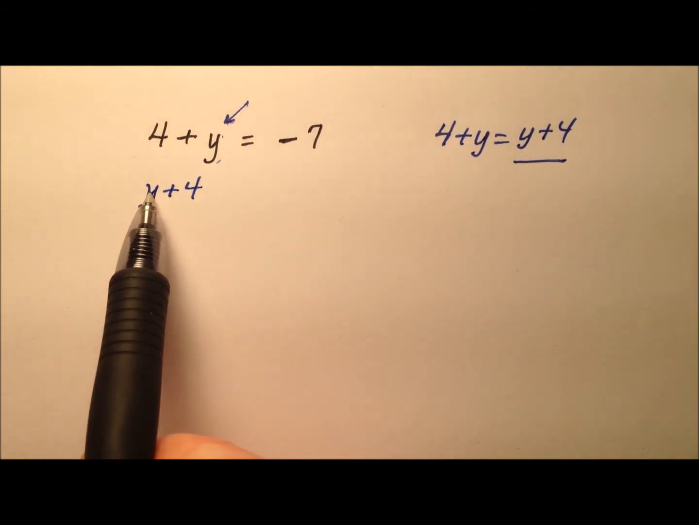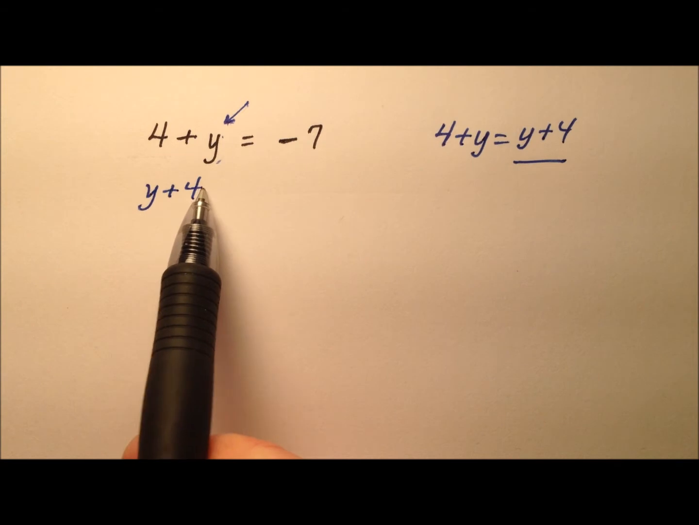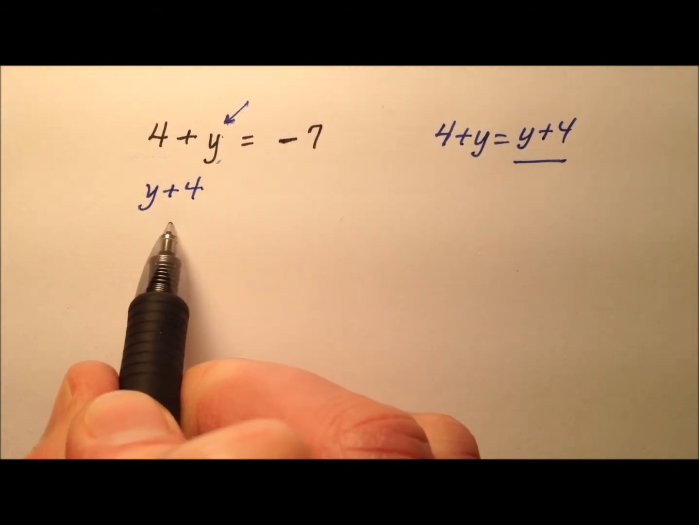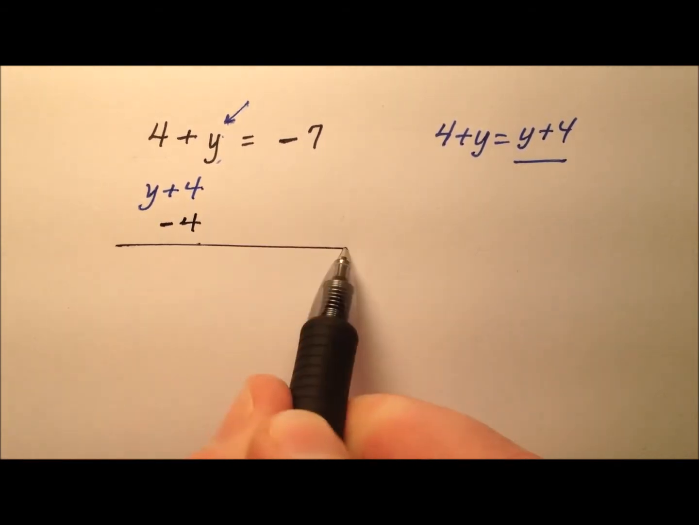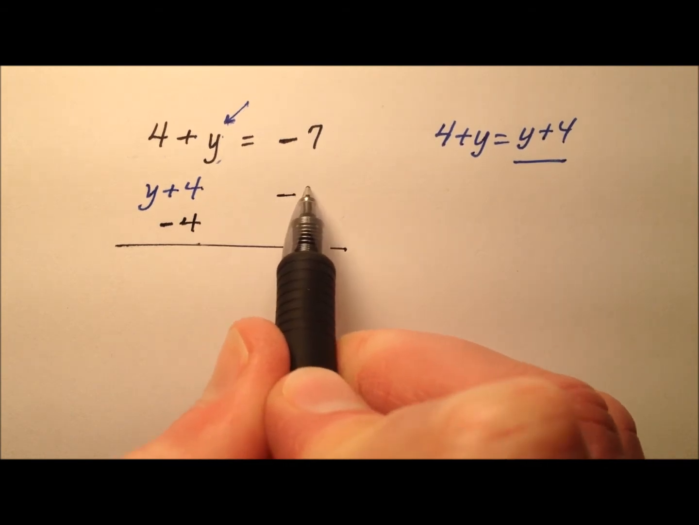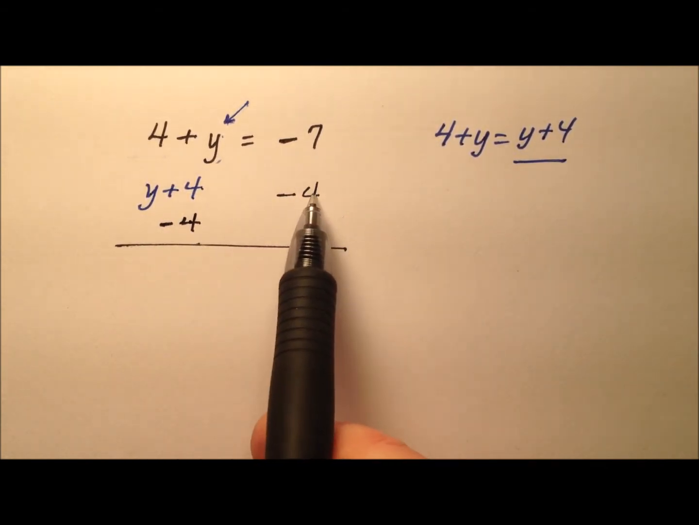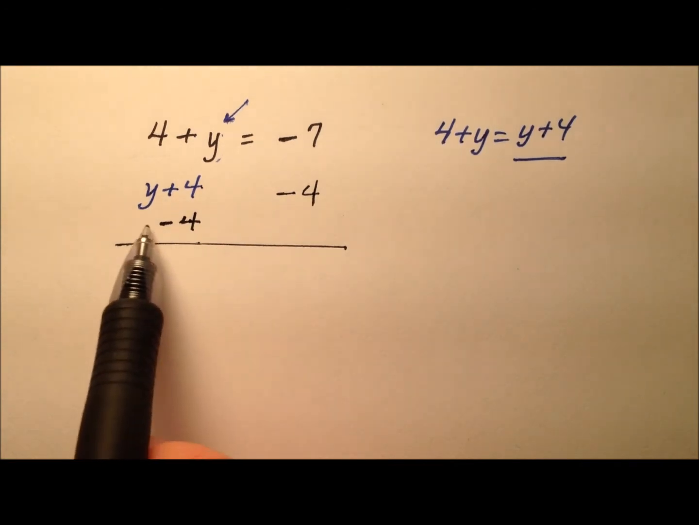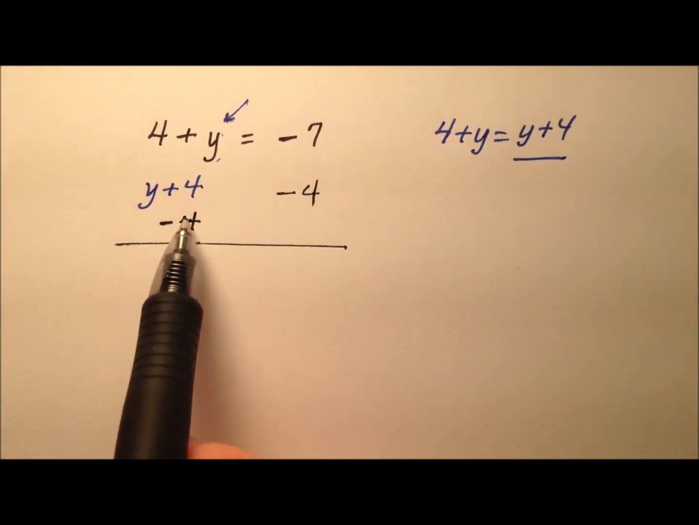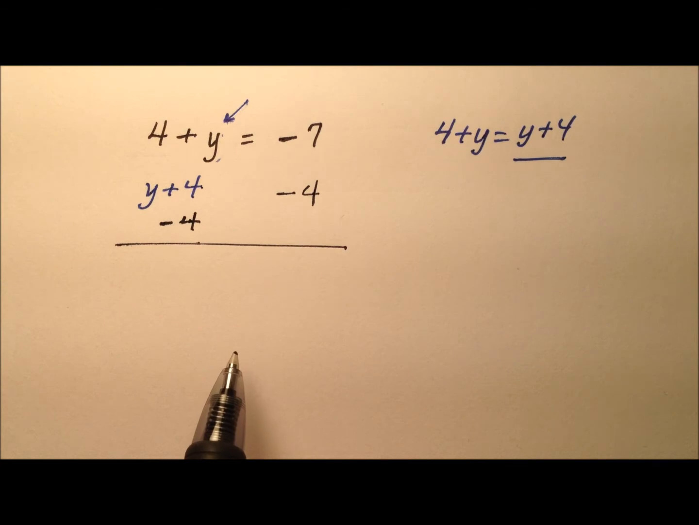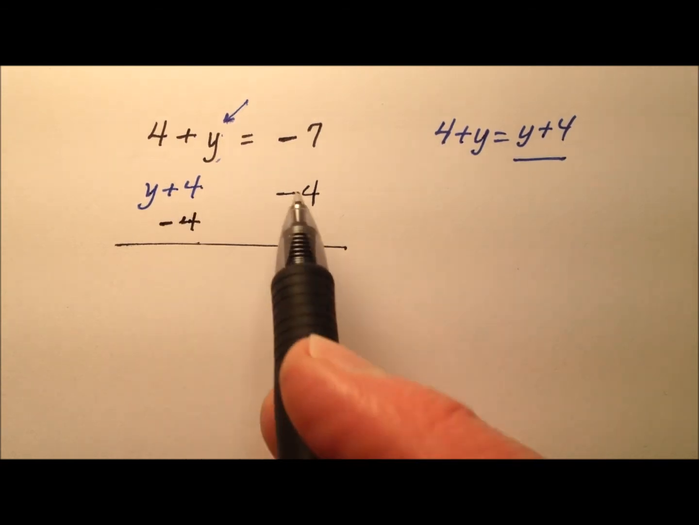Since we are trying to isolate this y and we're adding 4 to it, let's go ahead and do the opposite of addition and subtract 4 from both sides. So once again, whatever I do to one side of the equation, I must also do to the other side to keep everything nice and equal. And that's called the subtraction property of equality. So let's go ahead and do this subtraction.